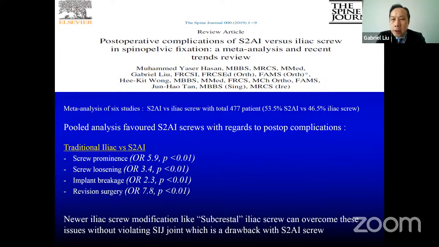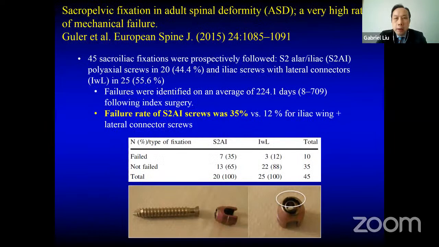Now that we know what we know, the complication rate of the traditional iliac screw, I would imagine, would be much lower. But the S2ALA iliac screw is not without problems. In the early design of the technique, screw breakage from the screw head has been described.